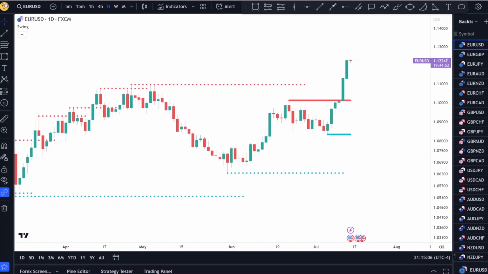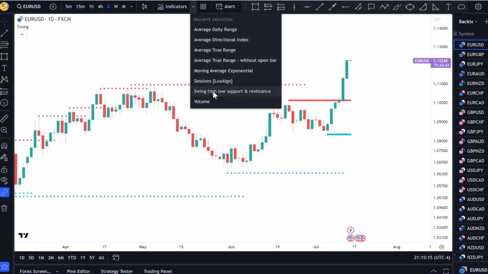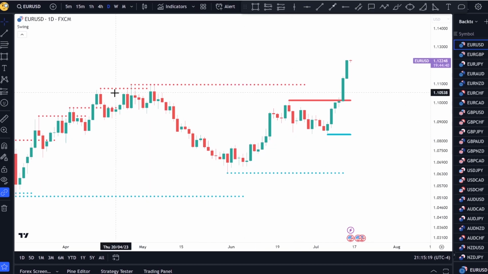Currently, the only indicator I have is this swing indicator, which you can get on TradingView. It's the swing high, low, support, resistance. What this indicator does is it just highlights the highs and lows of every movement. You don't really need it. You can just tell by naked eye, and I'm gonna run you through some examples, but this helps to get a better visual. So it's not really an indicator, it's more like a visual aid, you could say.